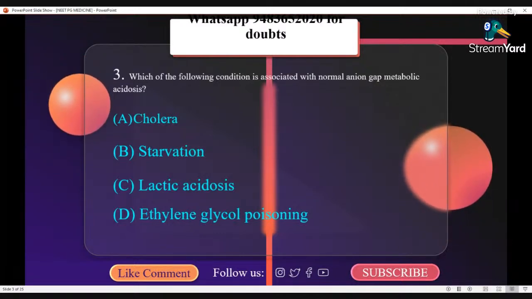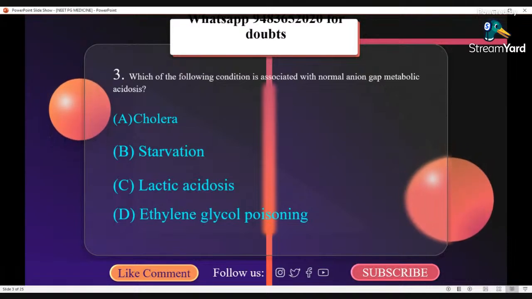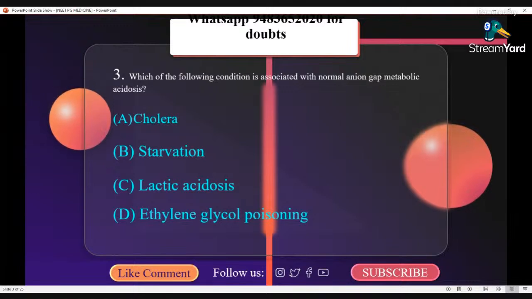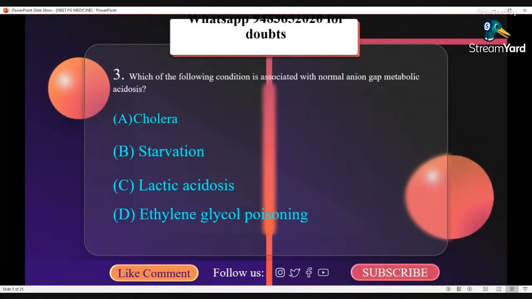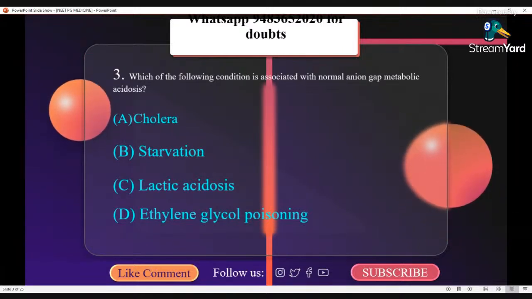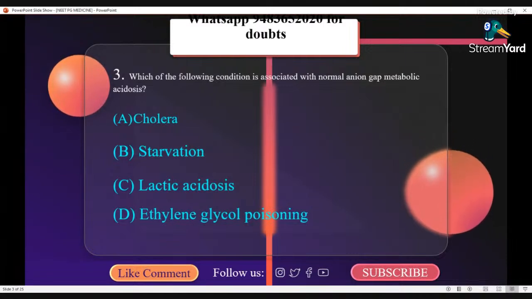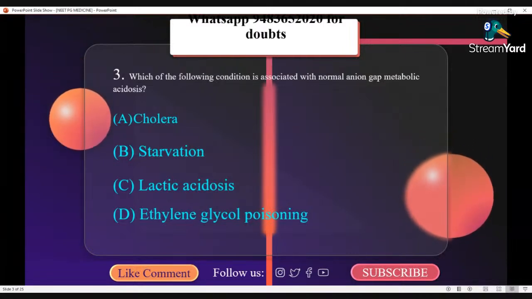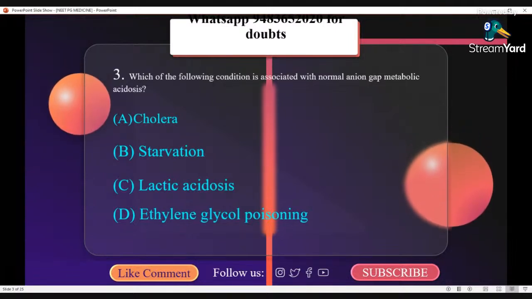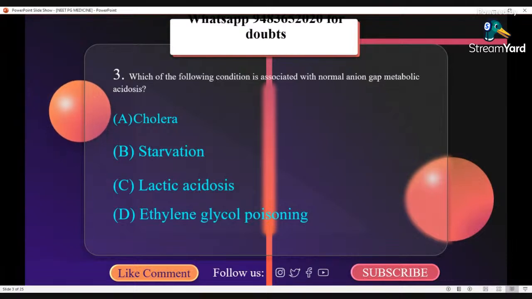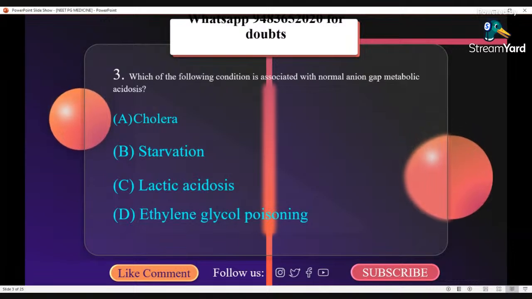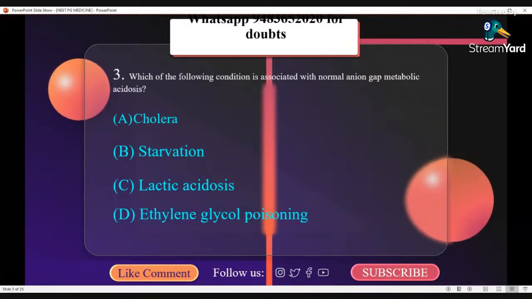Now we all know that cholera is associated with massive diarrhea. The diarrheal fluid consists of small bowel, biliary, and pancreatic fluids, which contain 20 to 50 milliequivalents of HCO3. This large loss of fluid volume leads to hyperchloremic metabolic acidosis, or normal anion gap metabolic acidosis. So of the four options given, A. Cholera, B. Starvation, C. Lactic acidosis, D. Ethylene glycol poisoning, the correct option here is A. Cholera.